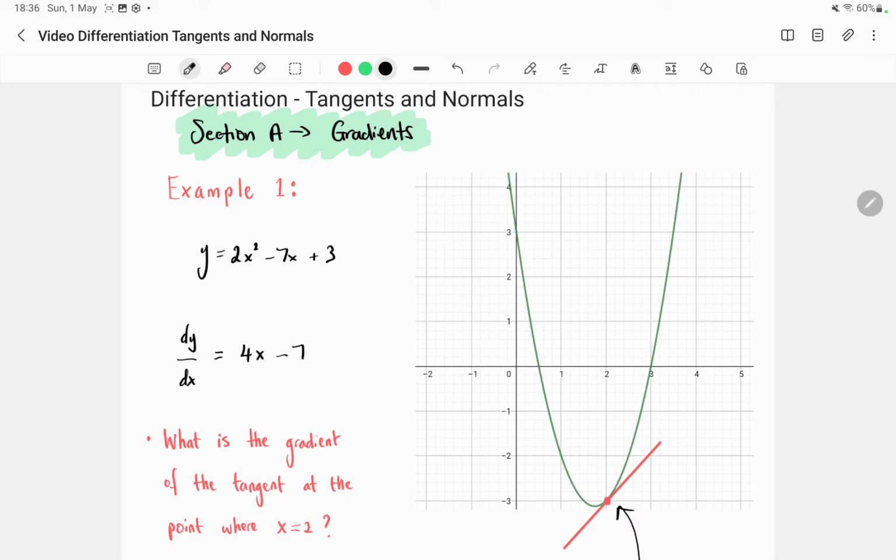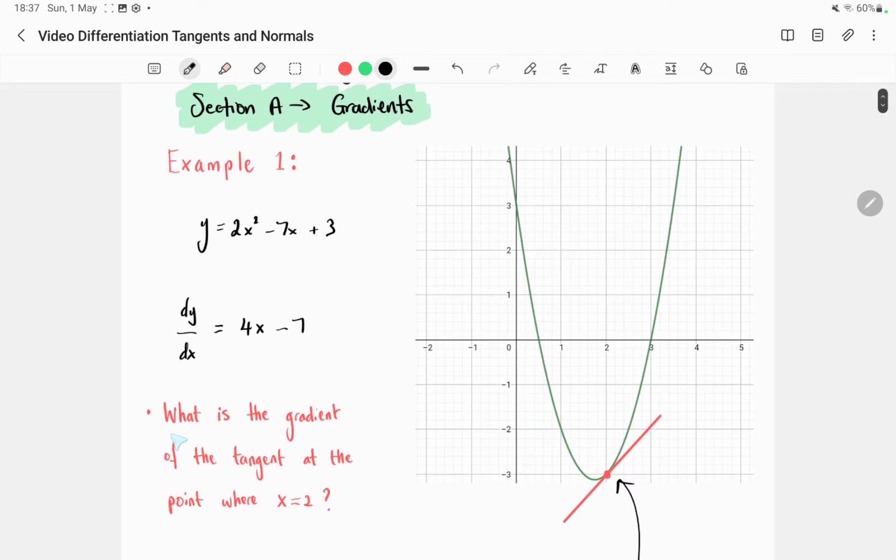Now, this curve here is the curve y is equal to 2x squared minus 7x plus 3. And the question here in red, we want to find the gradient of the tangent at the point where x is equal to 2. So when x is equal to 2, this is the point that we're considering, and we're asked to find the gradient of the tangent at that point. So the tangent is this red line. We want to find the gradient of that tangent.